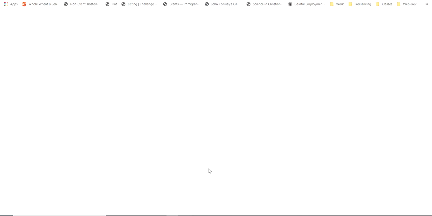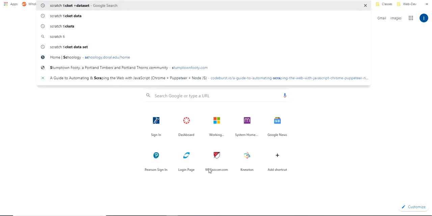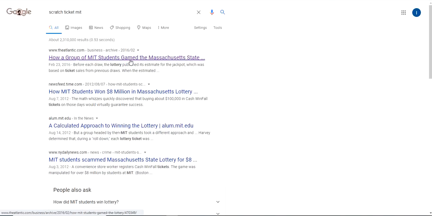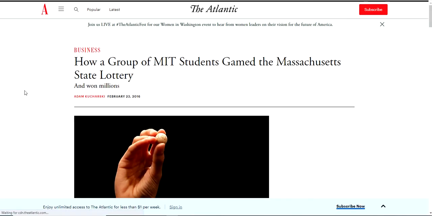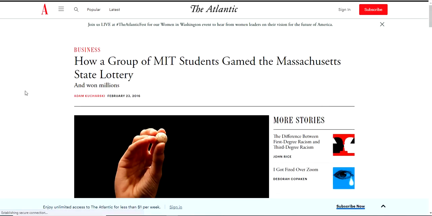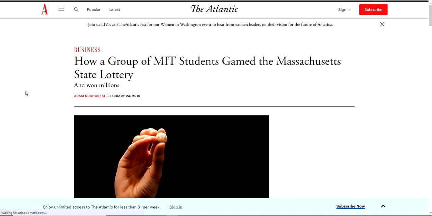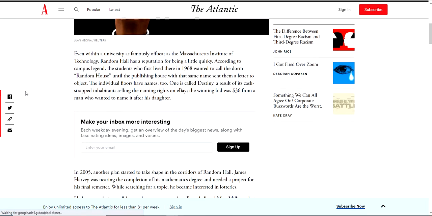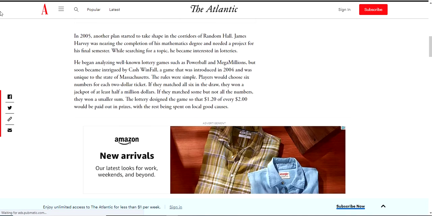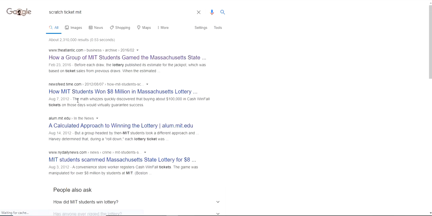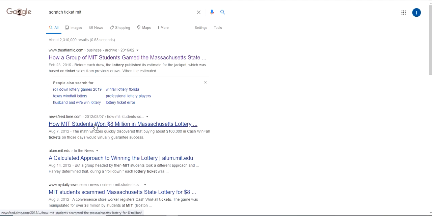Here, maybe we can find it together. Scratch ticket MIT. Yeah, right here, how a group of MIT students gamed the Massachusetts state lottery. So they figured out there's a scratch ticket where if nobody won the grand prize, the amount of money spilled over into the second prize, I think, and then from second prize spilled over to the third prize. There's articles written about it, but they had to get investors in order to make this happen. They had to have like $400,000 or something.